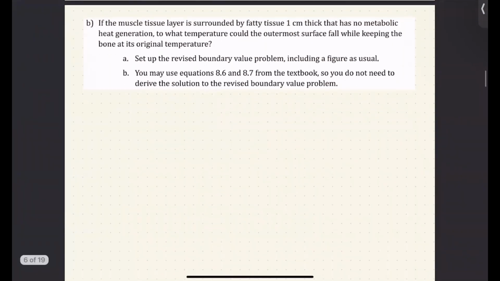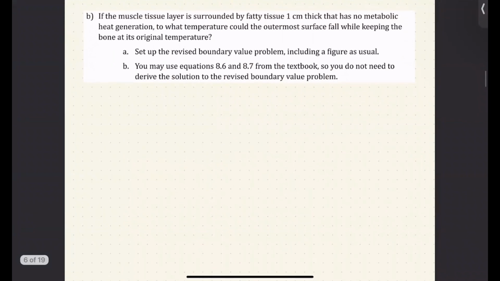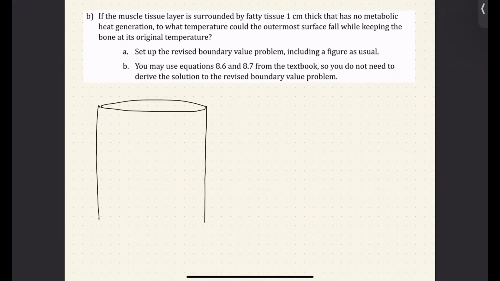Let's talk about 1B. It says, if the muscle tissue layer is surrounded by fatty tissue 1 centimeter thick, so now we have another layer. Maybe I'll draw it to scale. That's not to scale, I apologize.